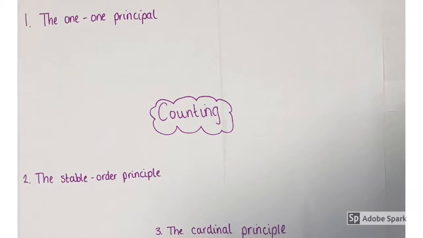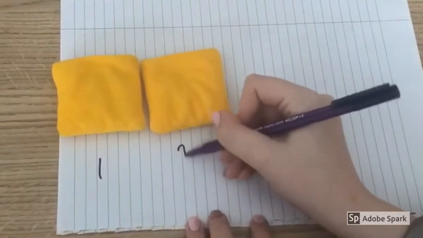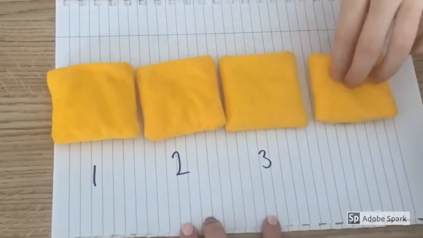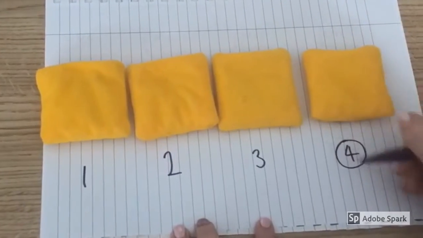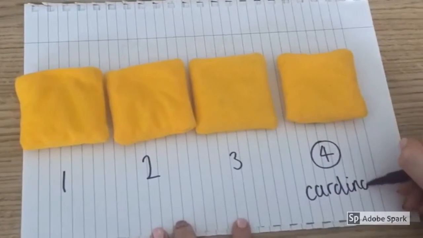The third principle we will be talking about is the cardinal principle. This is the idea that children need to understand that when counting a group, the last number they say is the total number of all the objects involved. The total sum is also known as its cardinality, and it answers the very important question, how many?